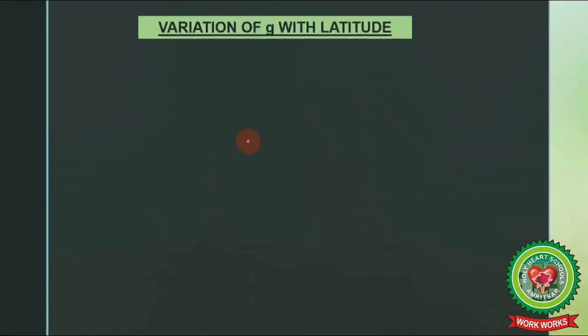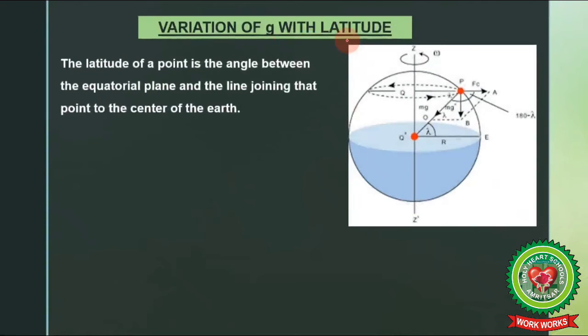Now next is variation of g with latitude. Now what actually is latitude? The latitude of a point is the angle between the equatorial plane and the line joining that point to the center of Earth. Now you can see here, this is the equatorial plane and this is the line joining the equatorial plane with this point. So this lambda is called latitude. Now what is the effect of this latitude?